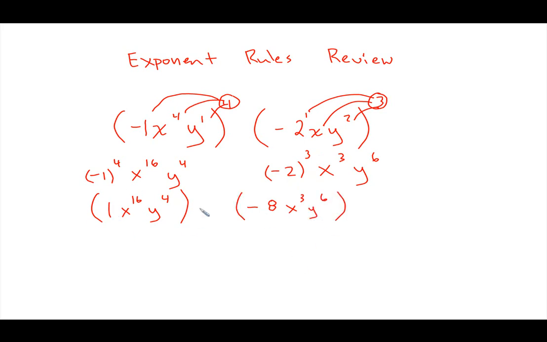So now we multiply this with this. 1 times negative 8 is negative 8. x to the 16th times x to the 3rd, we add the exponents now. So we get x to the 19th. y to the 4th times y to the 6th will give me y to the 10th power. Okay?